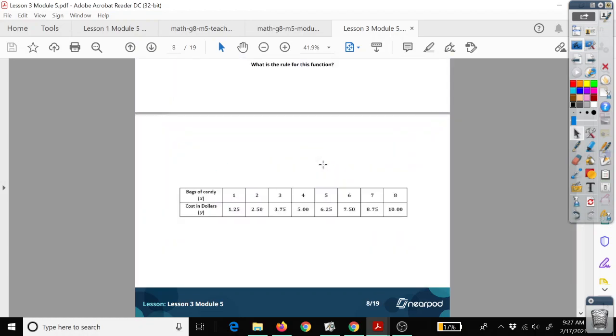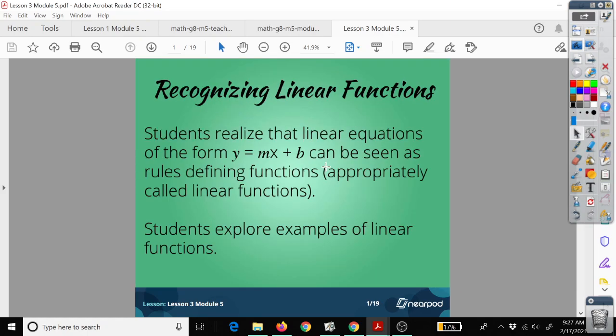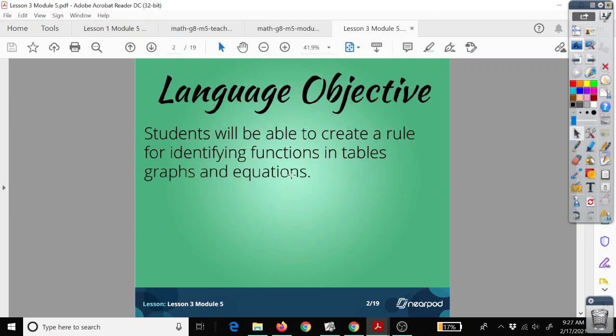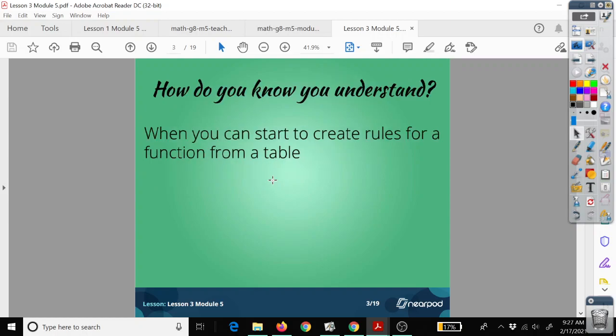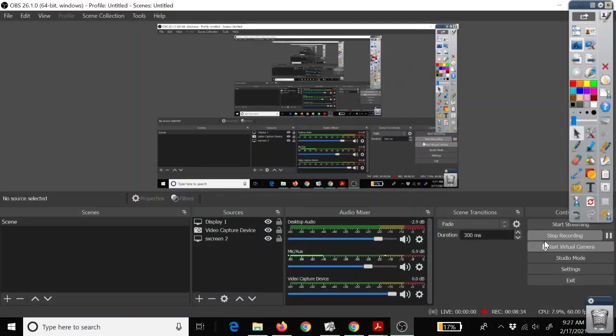So what did we learn today? We learned that we can recognize a linear function. If we have a linear equation, it's also a linear function. And we can create a rule from a table or a graph to make that equation to find a linear function. Okay? All right. Great job.